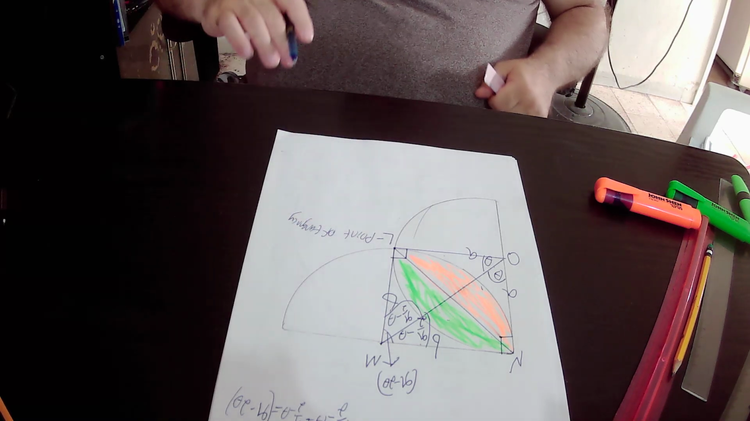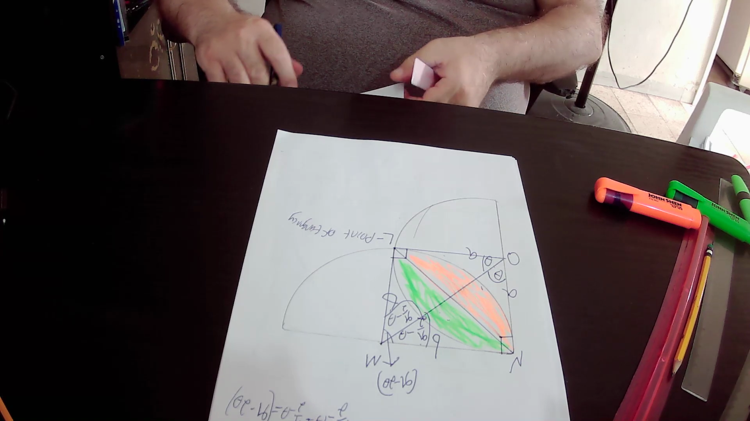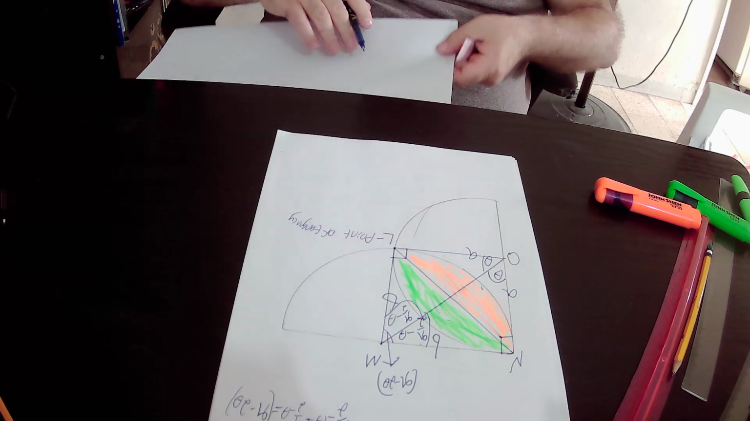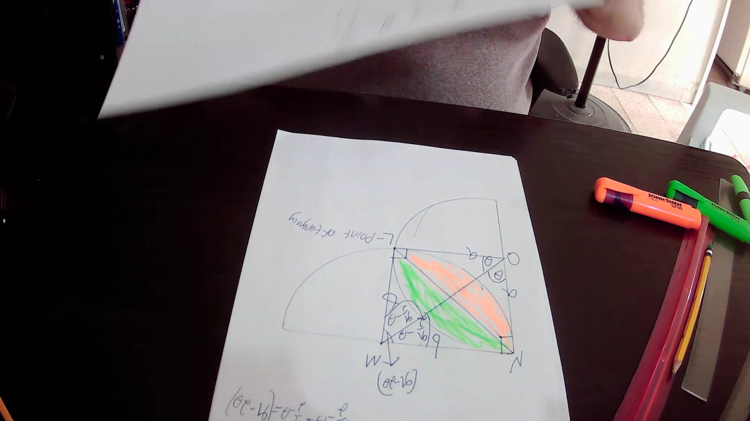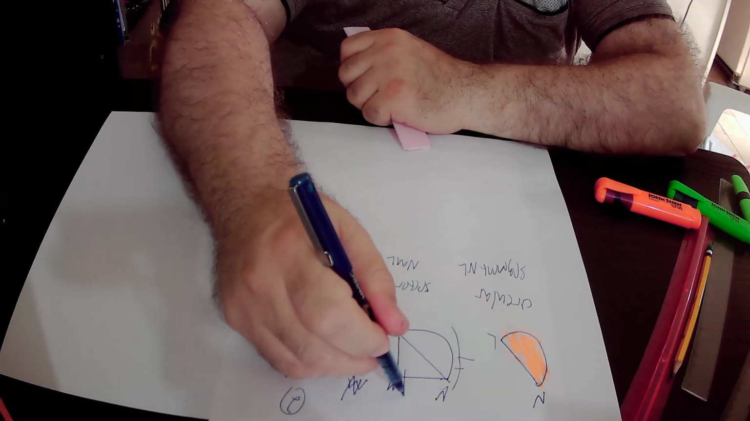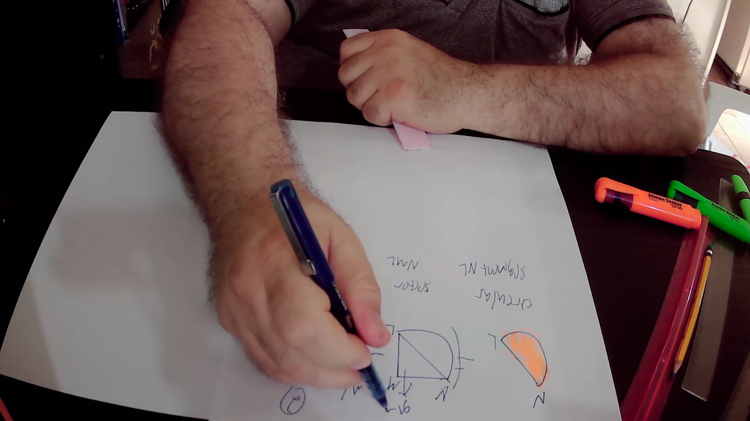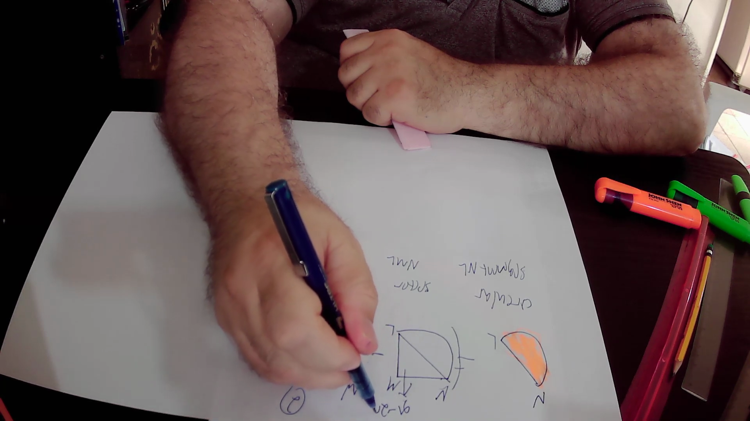So, what is the area of sector NML? The area of sector NML equals, here it is pi minus 2 theta, angle NML equals pi minus 2 theta radians.